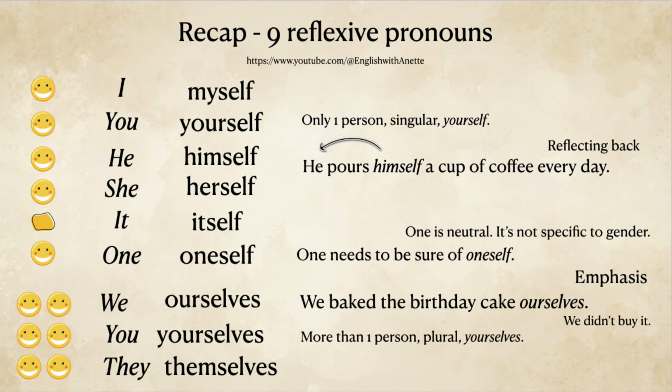Recap. Now remember there's a difference between you meaning one person and you meaning several people. Use yourself for one person, yourselves for more than one person. Reflexive pronouns can reflect back. He pours himself a cup of coffee every day. It is also used for emphasis. We baked the birthday cake ourselves. We didn't buy it. About one. One is neutral. It's not specific to gender. One needs to be sure of oneself.